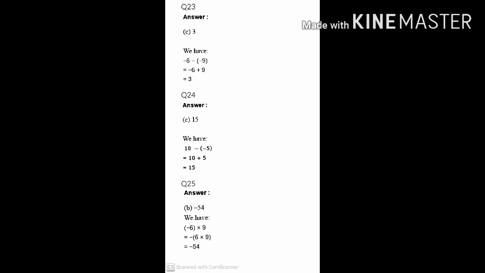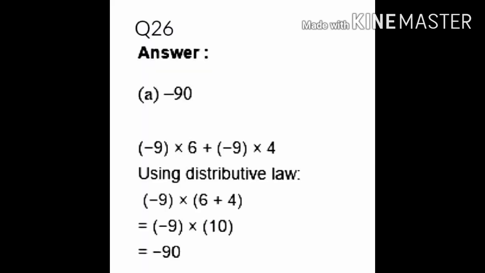Next question number 25 is minus 6 into 9. Of course, it's very easy. It's minus 54. Then next come to question number 26. Minus 9 into 6 plus minus 9 into 4. We will be using the distributive property. So using distributive law, minus 9 into 6 plus 4 is equal to minus 9 into 10. That is minus 90. So please complete all the sums and get ready for your test. Okay.